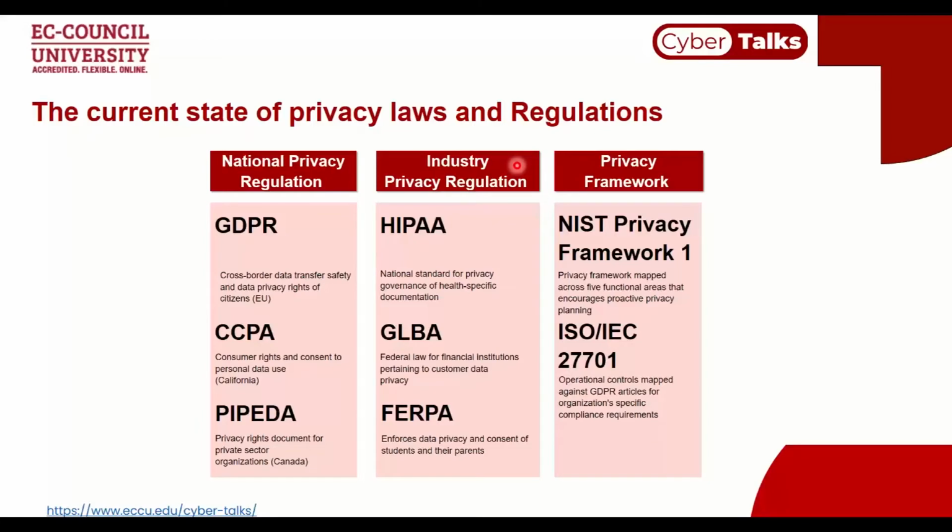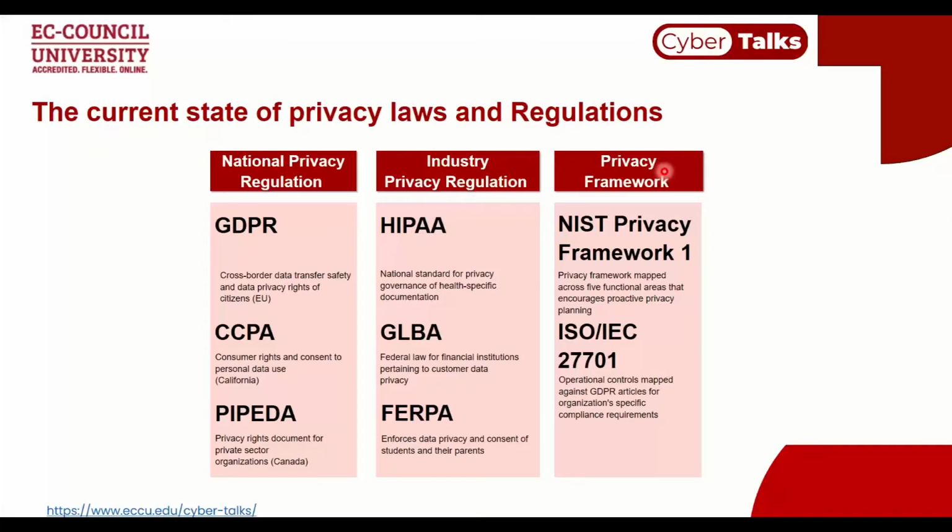Some other regulations are on industrial level, like HIPAA, Health Insurance Portability and Accountability Act in the health insurance sector in the US, the GLBA for protecting consumer data in the financial sector in the US. And finally, FERPA, Family Educational Rights and Privacy Act for protecting student privacy data in the US.